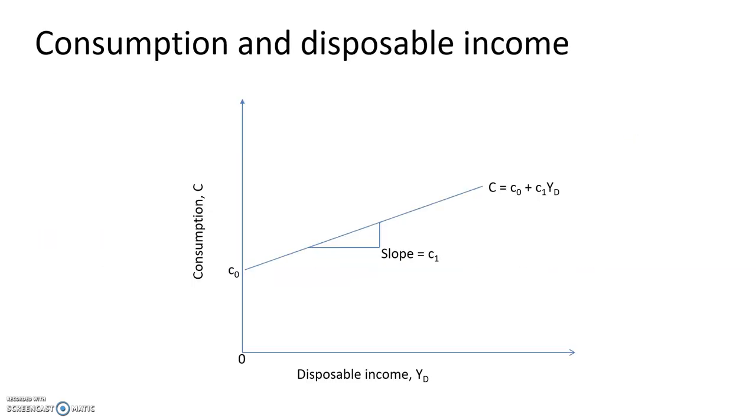The relation between consumption and disposable income that was shown by the equation is now drawn in this figure. Because it is a linear relation, it is represented by a straight line. Its intercept with the vertical axis is C0. Its slope is C1. Because C1 is less than 1, the slope of the line is less than 1.